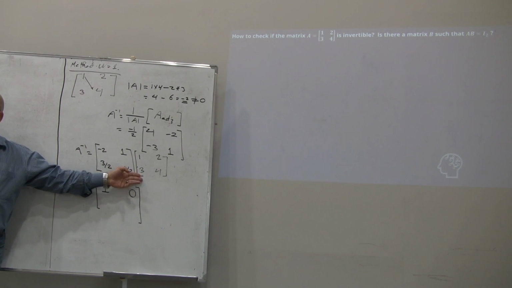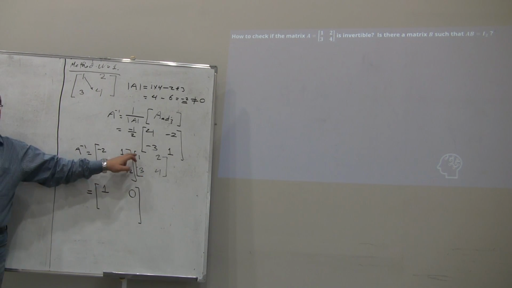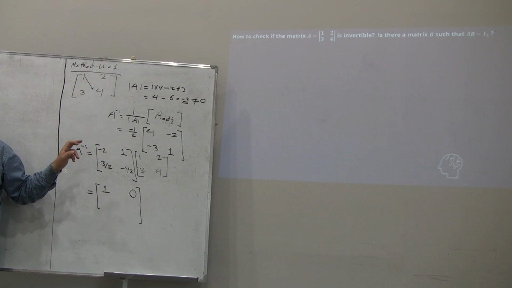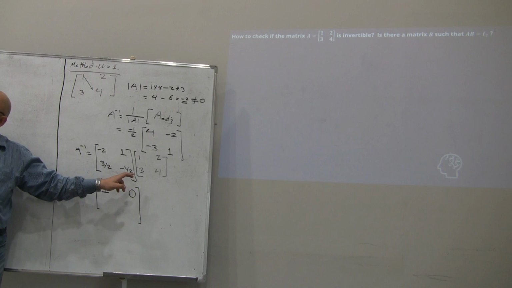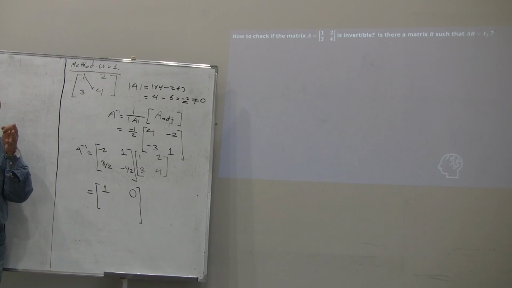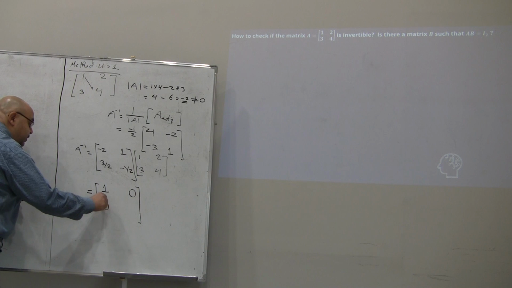Let's do it together. 3 over 2 times 1, 3 over 2. Then plus negative half times 3 is going to be negative 3 over 2. So you have 3 over 2 minus 3 over 2. The result will be 0.